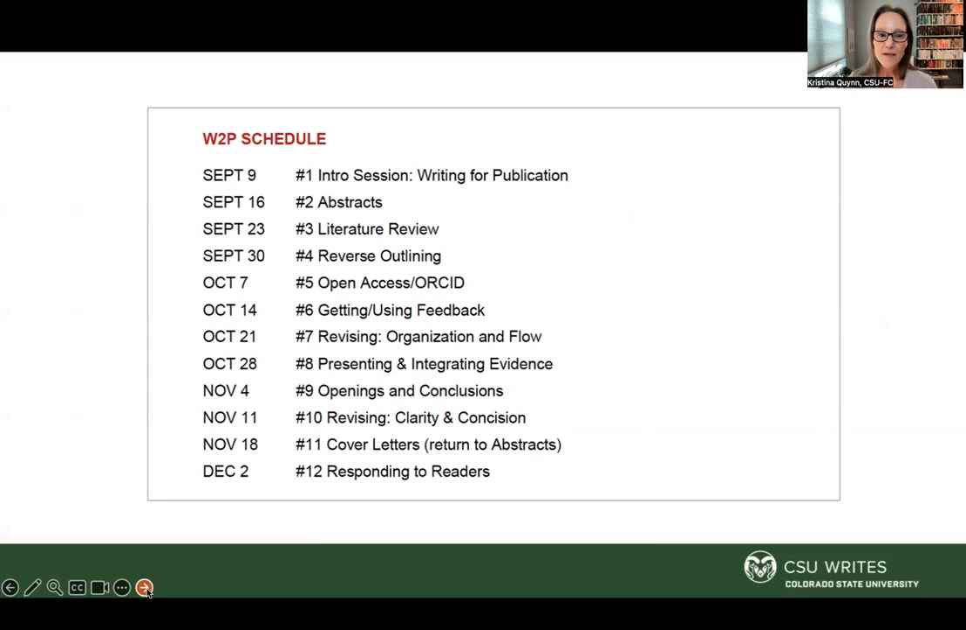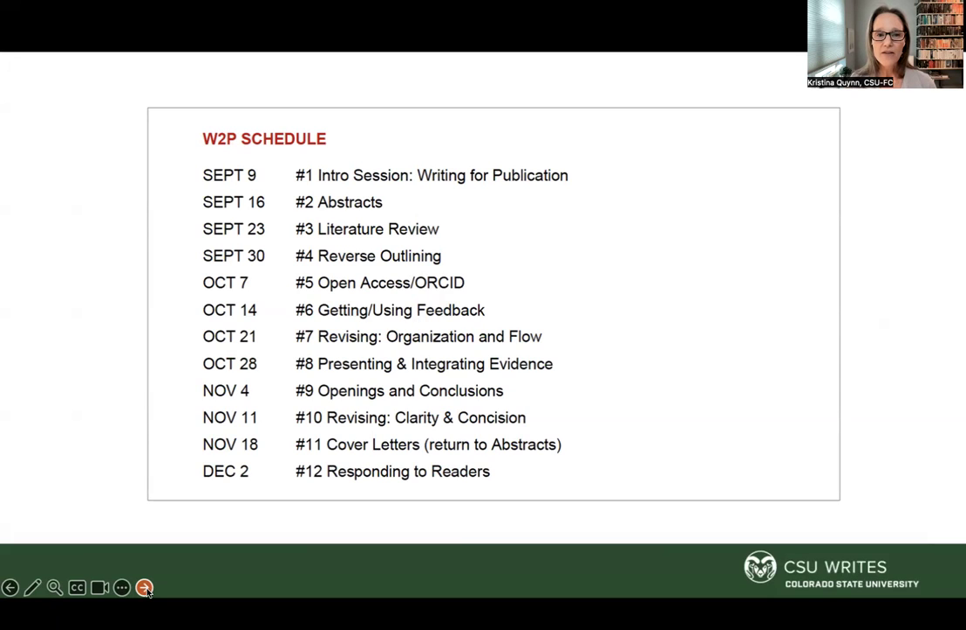The topics, as I mentioned earlier, are subjects that are common to building out manuscripts, not just for publication, but they can also work for chapters. The different elements of abstracts and literature review, for example, we'll talk about those. We'll also talk about things like feedback and organizing and getting flow and your openings and your conclusions. So some of it's process, some of it's about the product and what you're putting together.